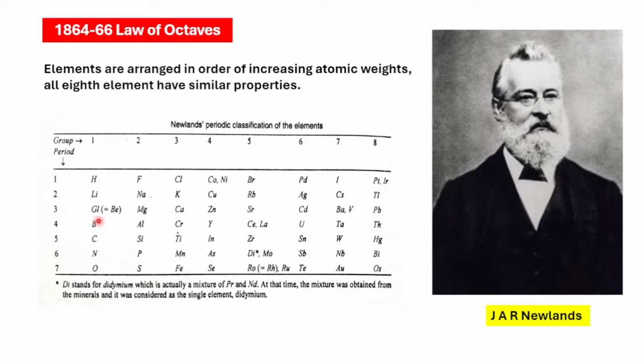For example, if you see here, lithium, sodium, potassium. If you arrange these atoms from top to bottom, and then next from here to here, you will see that the elements along these lines are similar in properties.